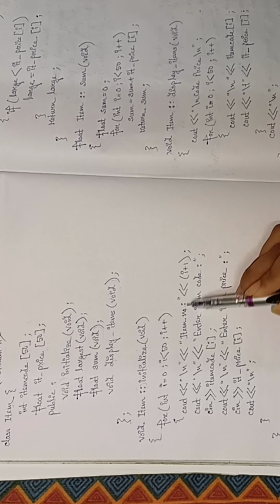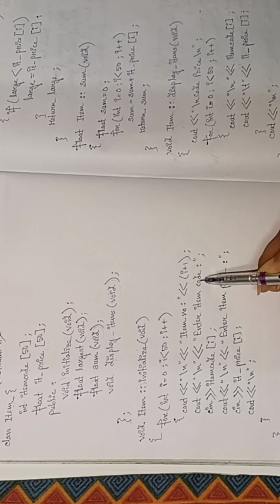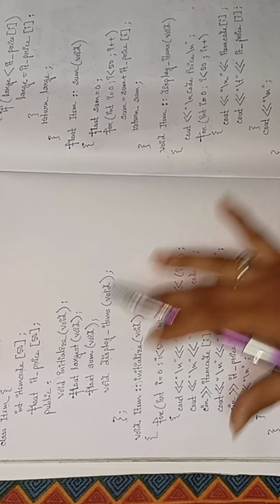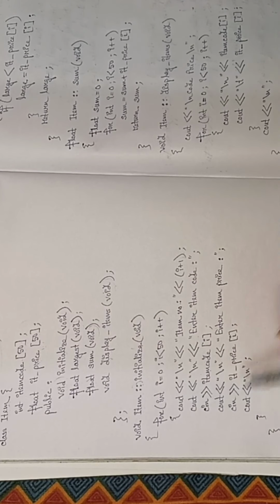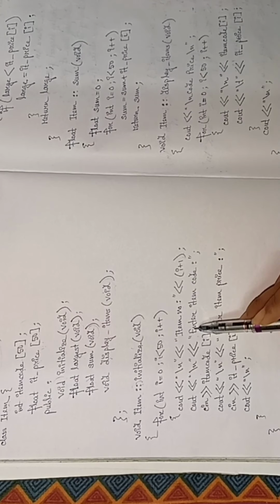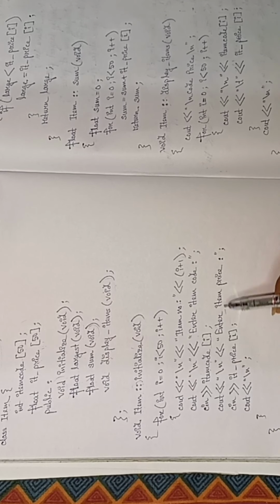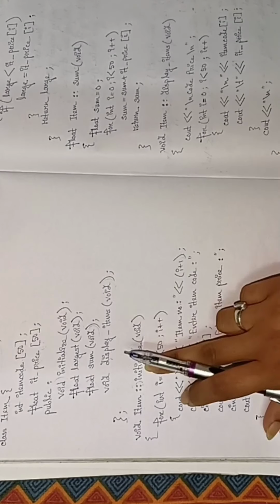Item number 1, first it will display, then cout \n, enter item code, cin. I will also show you the output, how this will occur. First I am just showing you how this program is written. Then one by one we will enter the item code. For that we have used this one. Then one by one we will enter the item price. For this we have used this one. Okay, this is the definition of the member function initialize.